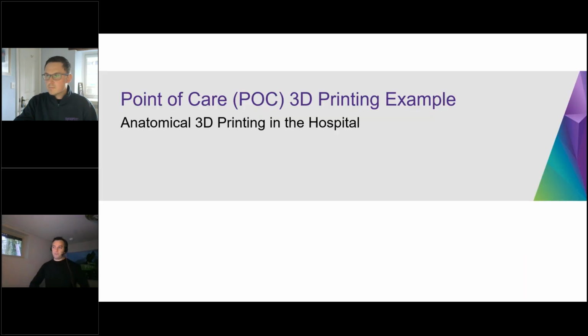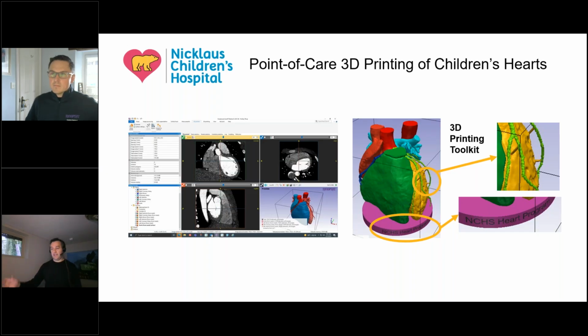So I'll get into some examples, just two or three examples here. One is a point of care 3D printing example. This is anatomical 3D printing within a hospital. So this is with Nicholas Children's. They had a patient with a heart defect, and they wanted to do some segmentation and develop some 3D printing tools or some 3D prints from there. So we were able to bring it in, segment it within AS Cardio. It saved a significant amount of time.